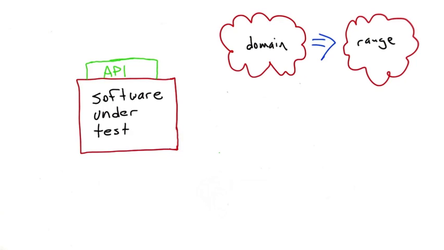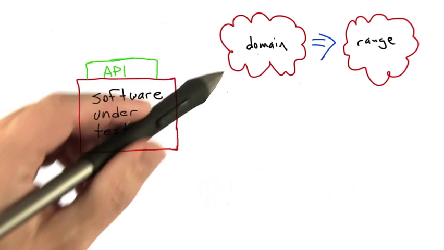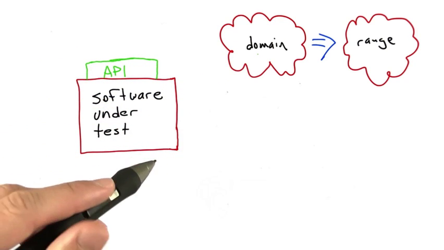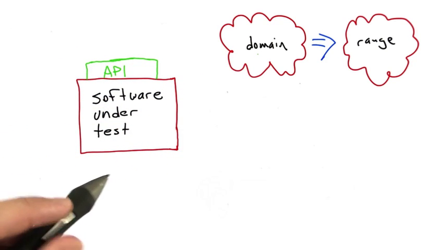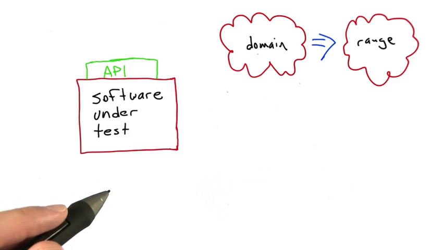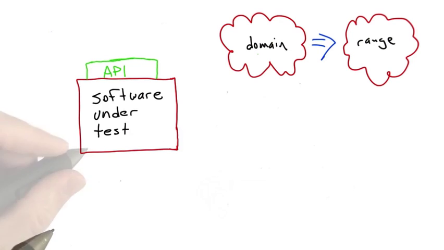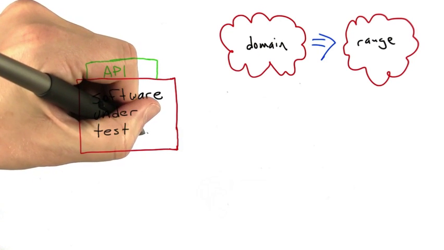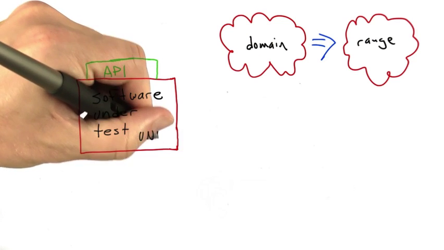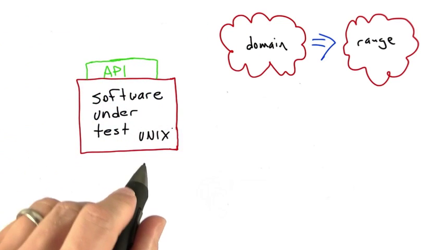Now, in contrast with software libraries and software components, where the domain is clearly defined and might be a subset of all the values that you can construct using the programming language, it's often the case that higher-level software artifacts don't have the luxury of limiting their domains. And so one good example of this is an operating system.